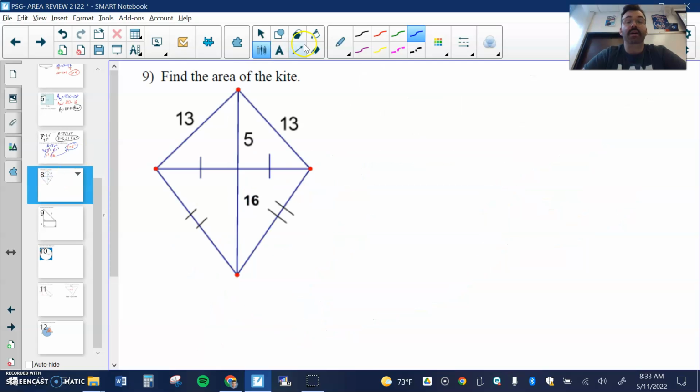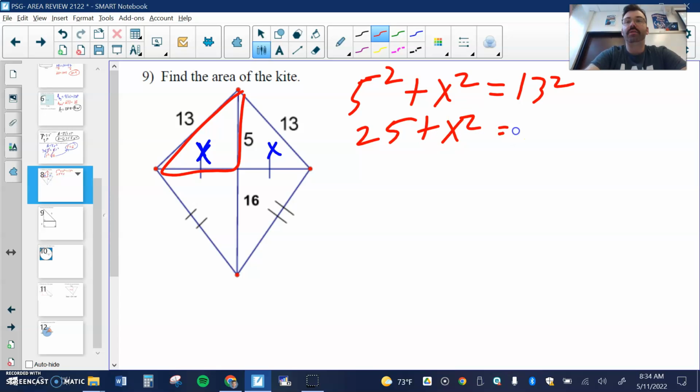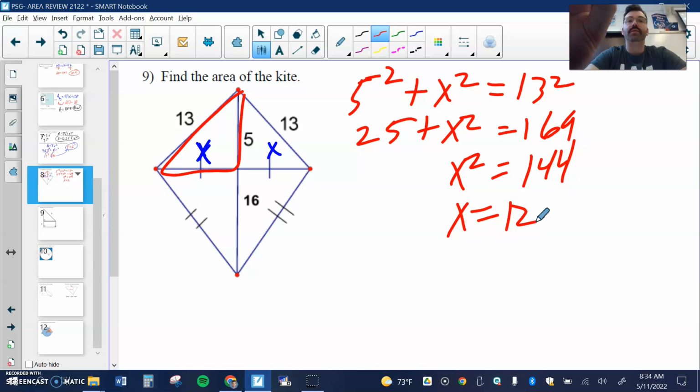All right, find the area of the kite. To find the area of the kite, I need to know the length of both diagonals. I have the length of this diagonal here, but I need the length of this one as well, so I need to call that x and that x. I have a right triangle. 5 squared plus x squared equals 13 squared. Oh wait, this is one of our triples, 5, 12, 13. If you didn't see it, I'll do the work. There you go. I got 12. So that makes both of these pieces 12.